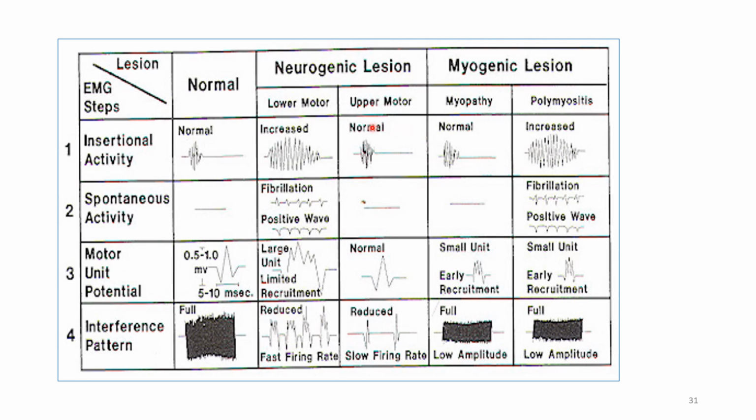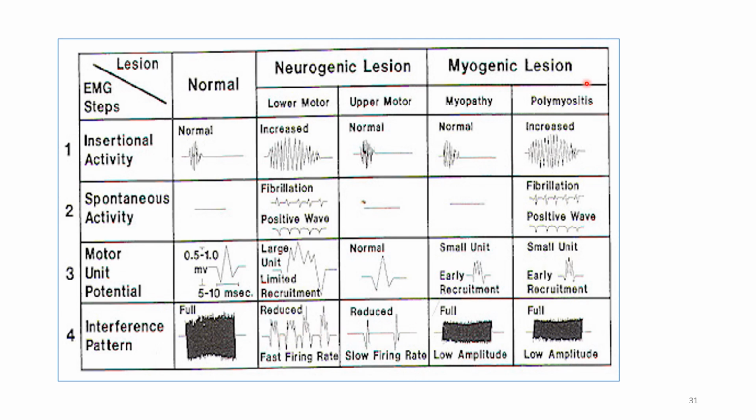Now coming to the upper motor neuron lesion, the insertional activity is normal. There is no spontaneous activity. Motor unit potential is normal, and there is reduced interference here also, and there is a slow firing rate. When you compare these two, there is reduced interference pattern in both. But upper motor neuron lesion has a slower firing rate than lower motor neuron lesion.